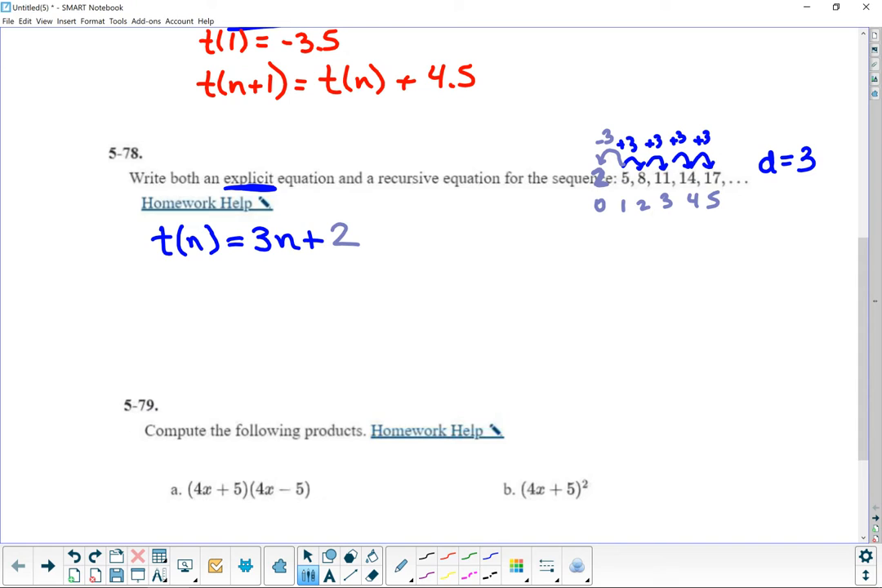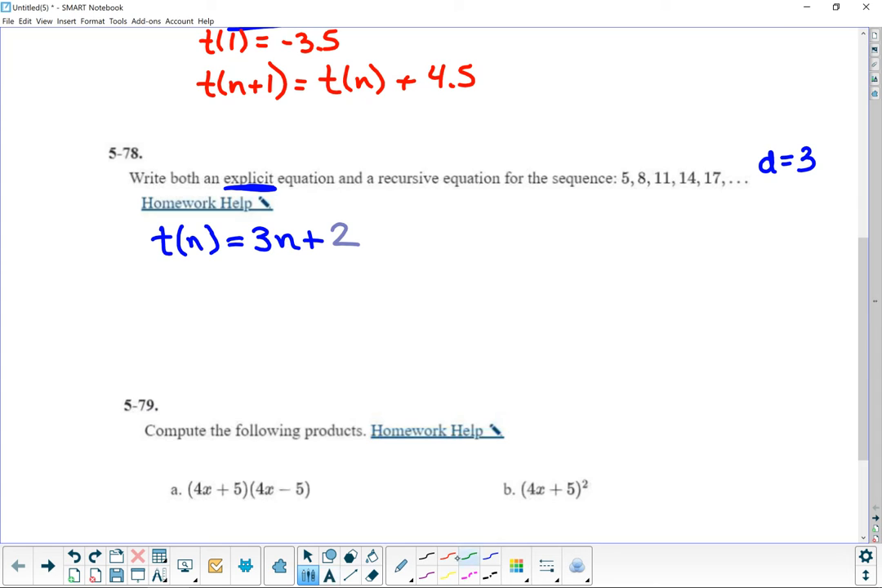But if I wanted to find out my fifth term, just to check it out, I'm going to put in 5. So if I put 5 in here, that's 3 times 5 is 15, and then plus 2. That makes 17, and see how it works out? So this is my explicit formula, or my explicit equation.